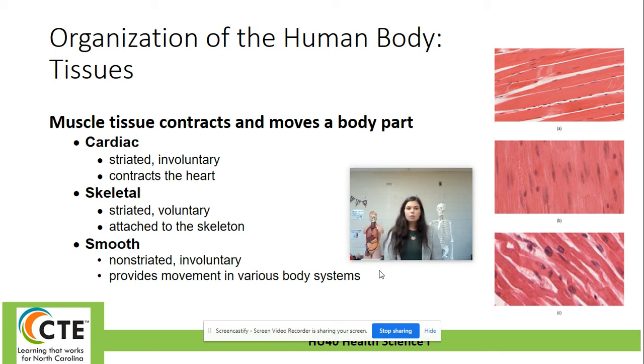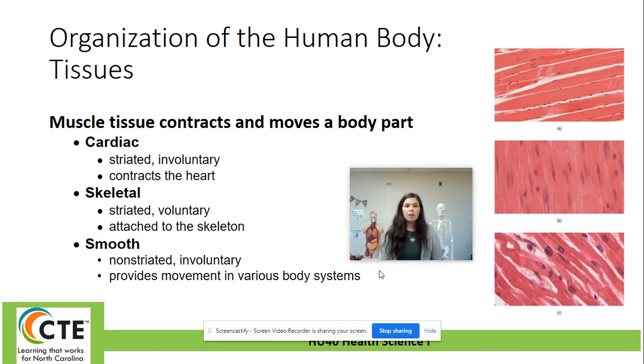Then you have your skeletal muscle tissue, and the skeletal muscle tissue are what you typically think of as muscles in the body that connect to your skeleton. So they are what help us to move and function.